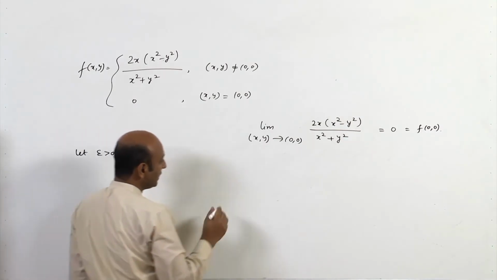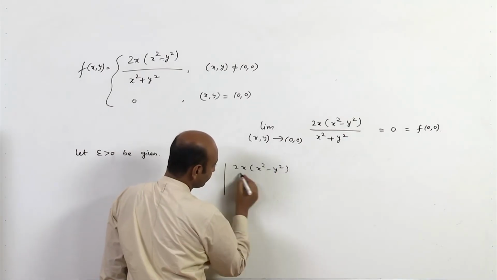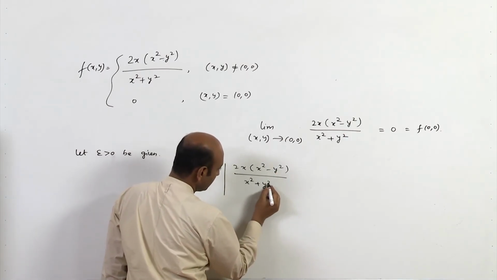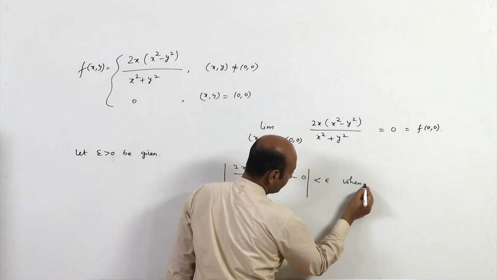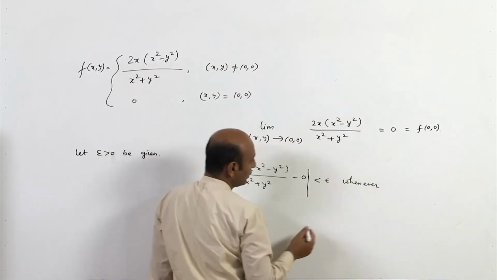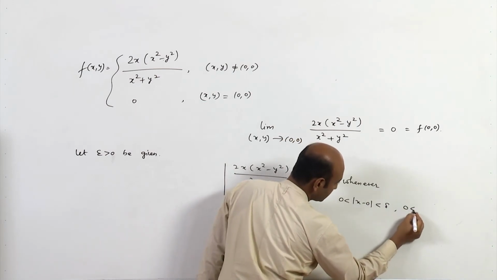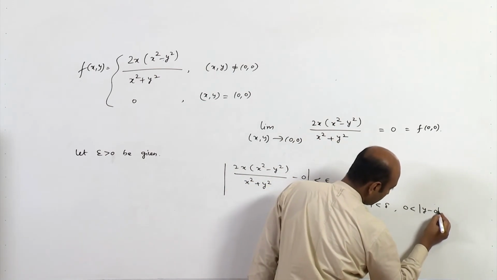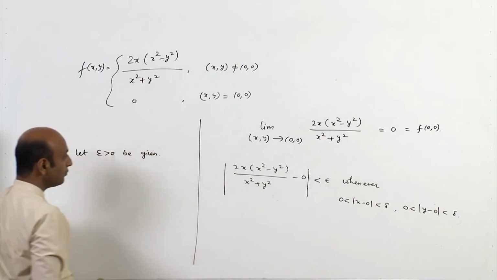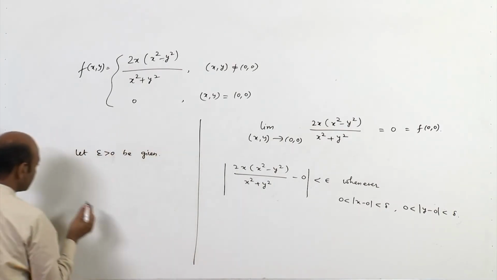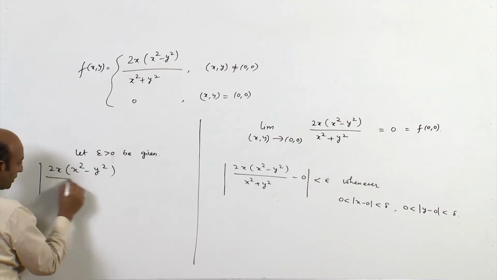So what we have to show basically, if this limit exists, is that this quantity minus 0 is less than epsilon whenever 0 less than mod x minus 0 less than delta and 0 less than mod y minus 0 less than delta. Okay, this we have to show. So, you take this side, this is mod of 2x into (x square minus y square) upon (x square plus y square).